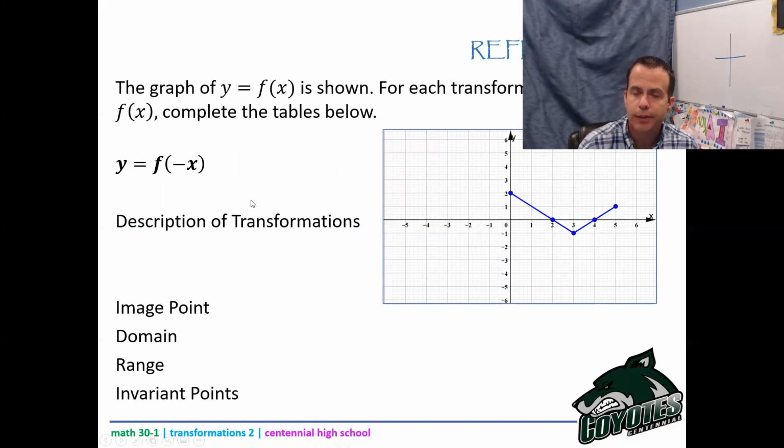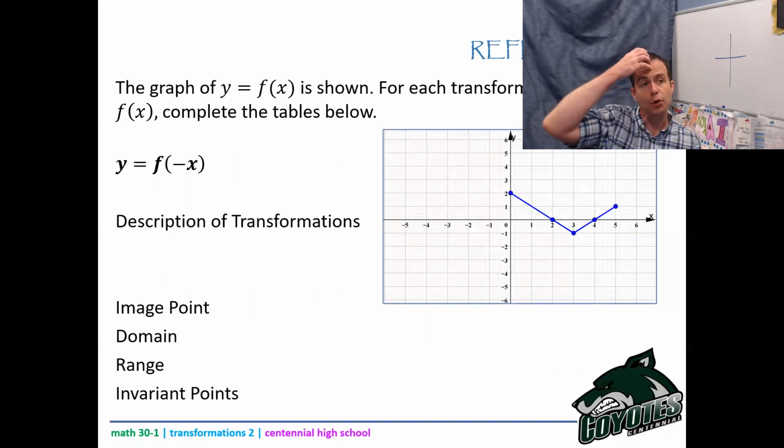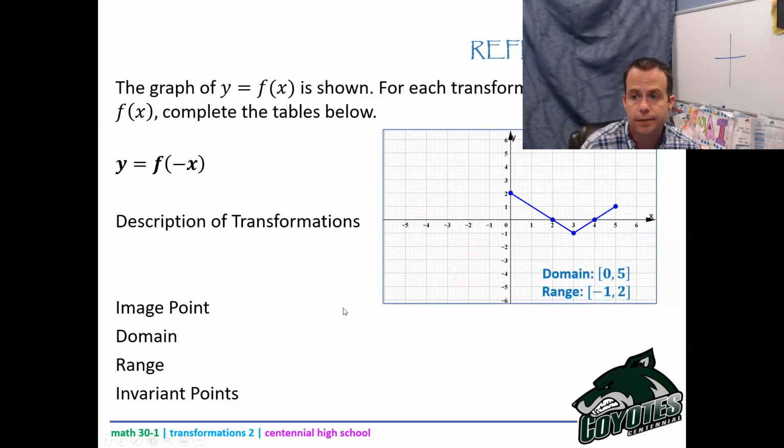The graph of y equals f of x is shown. For each transformation of y equals f of x, complete the table. So first thing I'm doing here is I've replaced x with negative x. So if I've replaced x with negative x, we're doing a horizontal reflection about the y-axis.